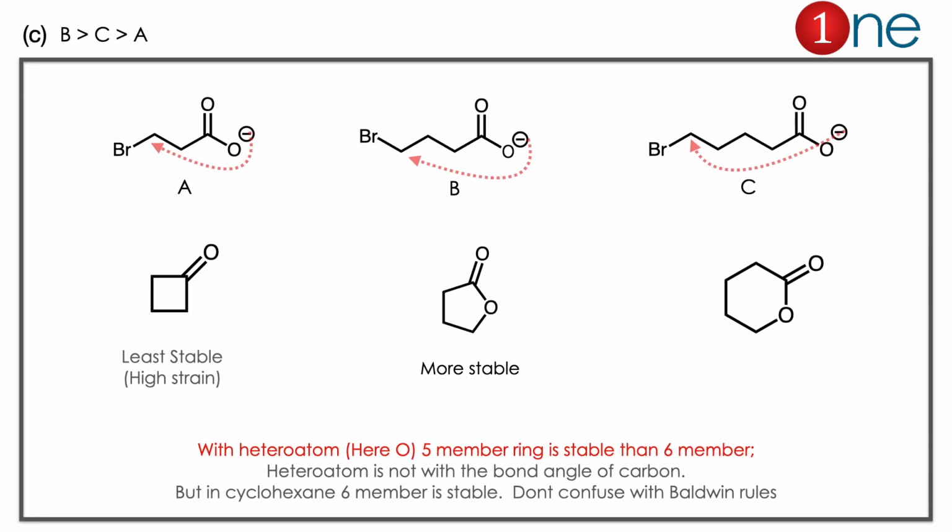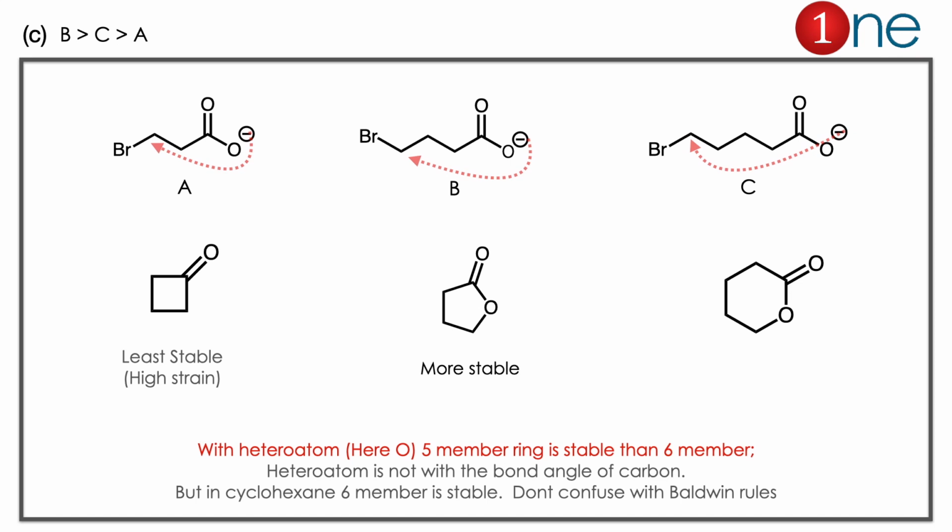So let us analyze the cyclization process of A, B, C. Here is one catch and an important point. Cyclization is possible because bromine is a good leaving group. So O- attacks, bromine leaves, and you have ring formation. A will form a 4 member ring, B will form a 5 member ring, C will form a 6 member ring. Everybody thinks C will form quickly.